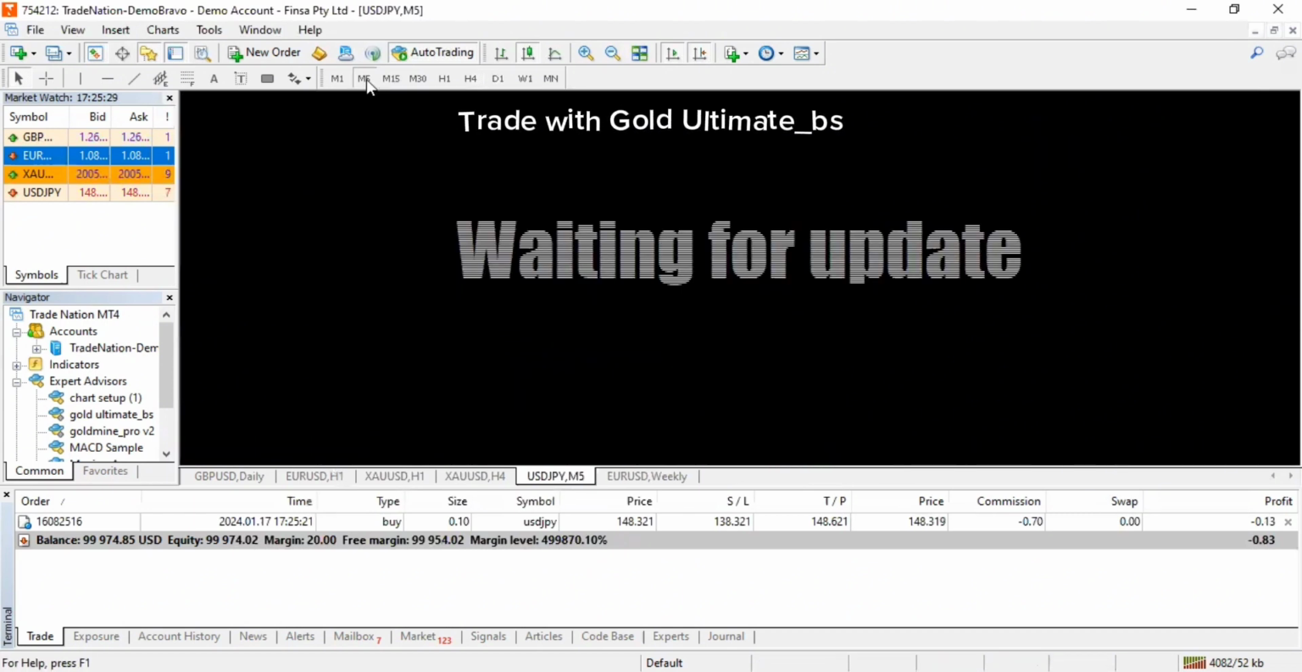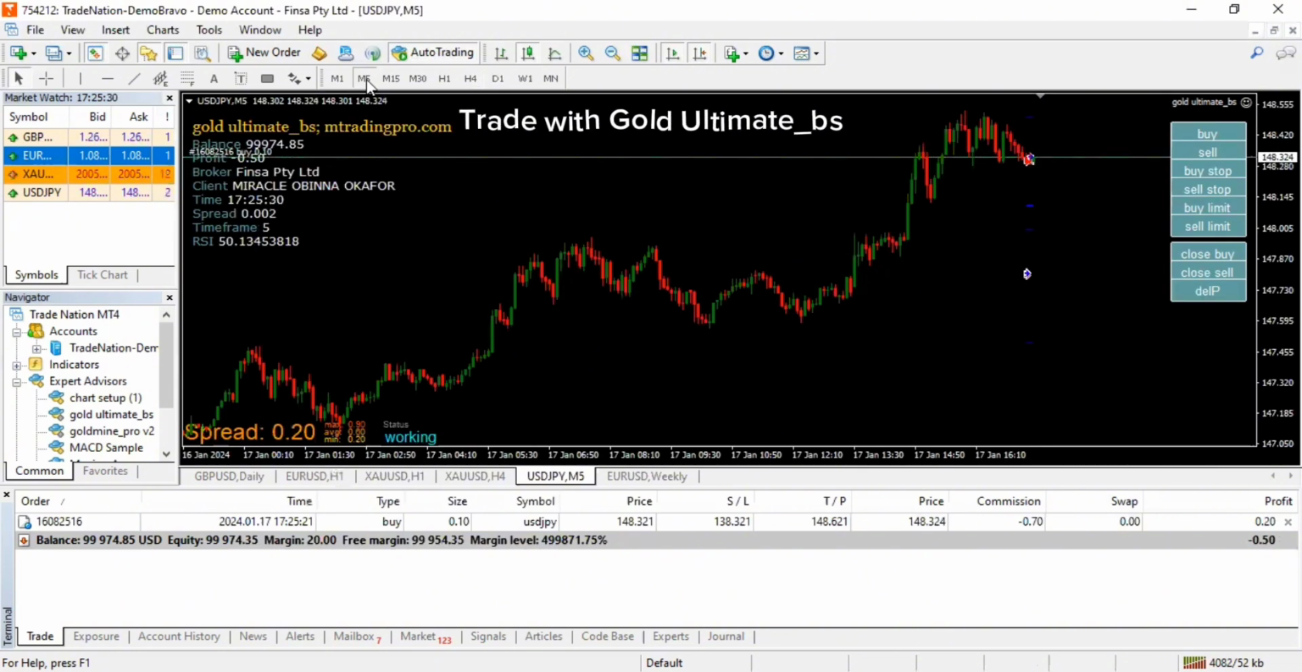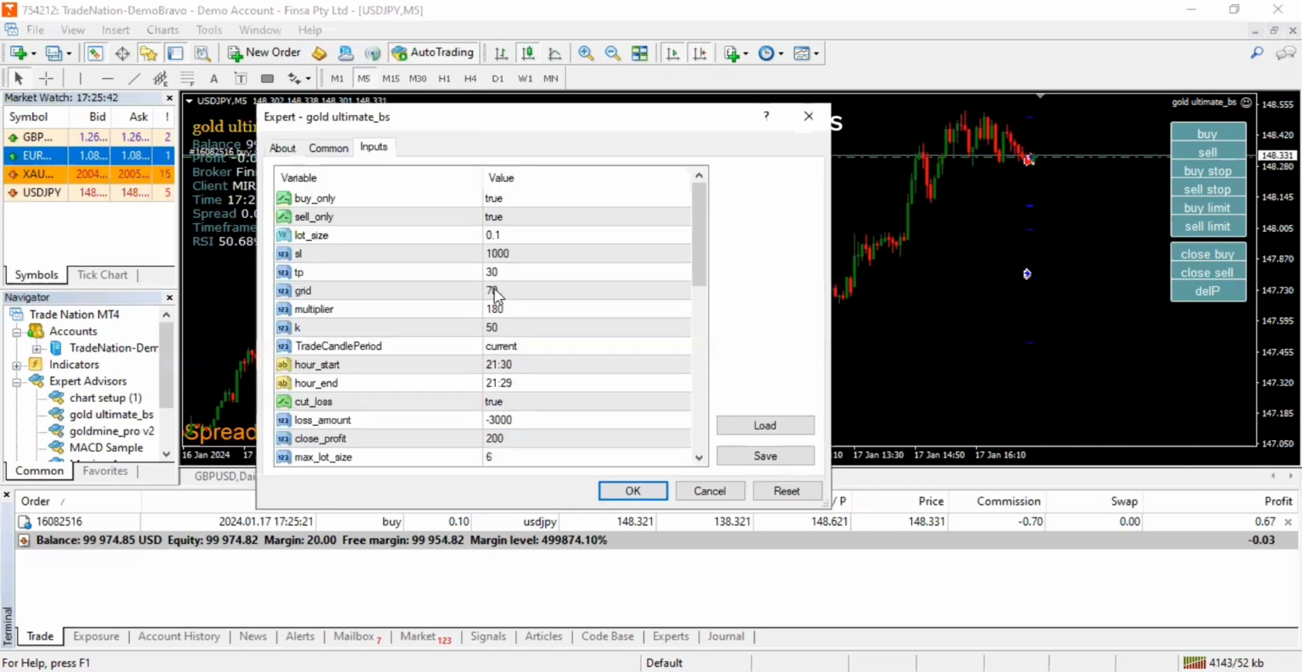It's possible to pick a sell. Let me go to a lower time frame. The sell condition is not met yet, so it's not going to pick a sell. That's how this works, and of course it's martingale. So every grid size, 50 or 70, after every 70 pips, it's going to pick another trade.